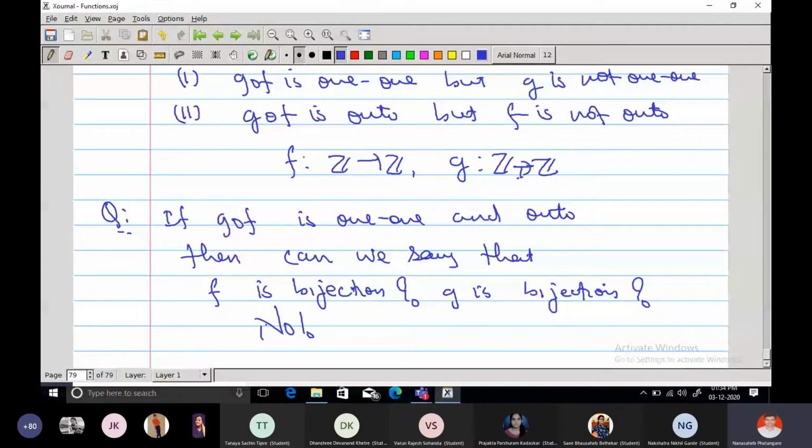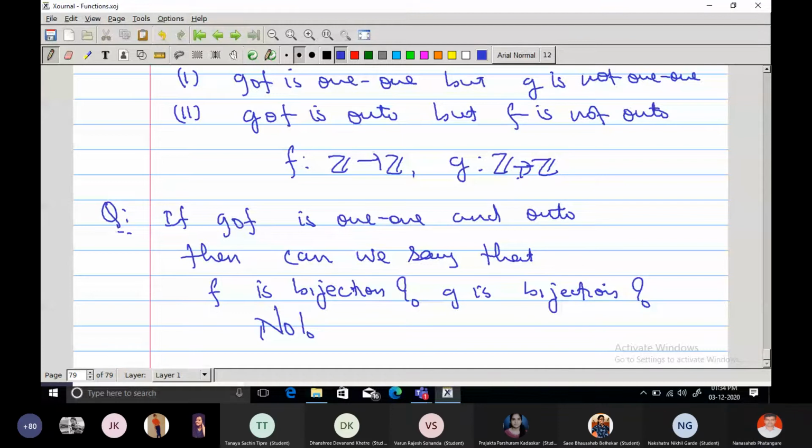Because if g composite f is 1-1, and moreover if g composite f is onto, then g is onto. That means if g composite f is 1-1 and onto, a bijection, then certainly f is 1-1 and g is onto, but f may not be onto or g may not be 1-1. So from this we cannot conclude that f and g are bijections.